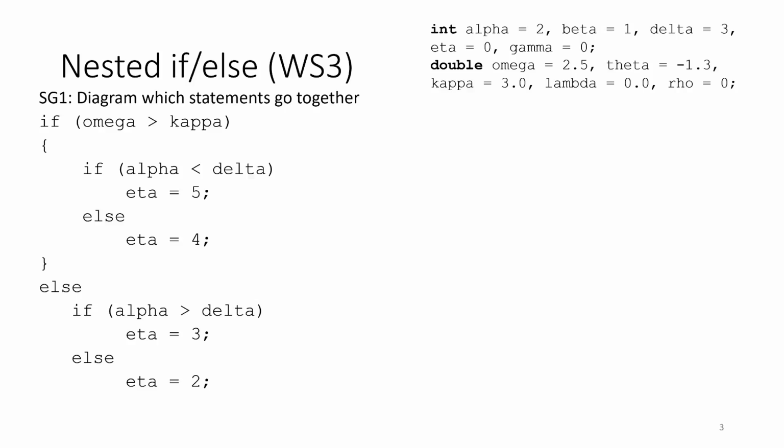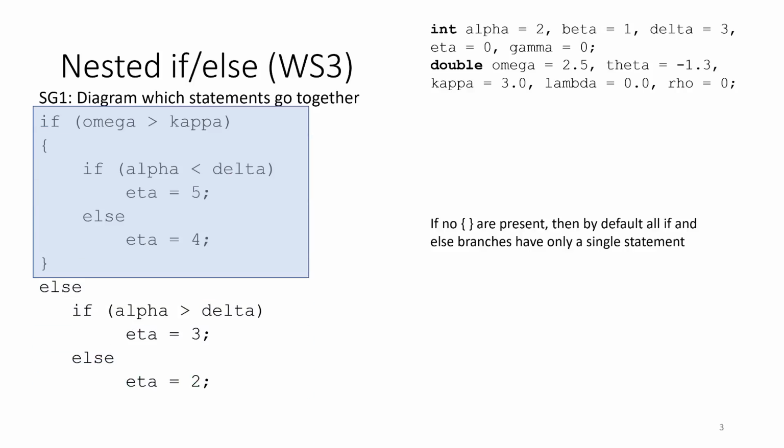In Java, if there are curly braces, then we know those delineate the beginning and end of the blocks. In this case, for the if statement, omega greater than kappa, there are curly braces, so that denotes the beginning and end of the true branch. For the else branch, there are no curly braces, but an if-else statement is a single statement, so it goes in the branch for the false branch.